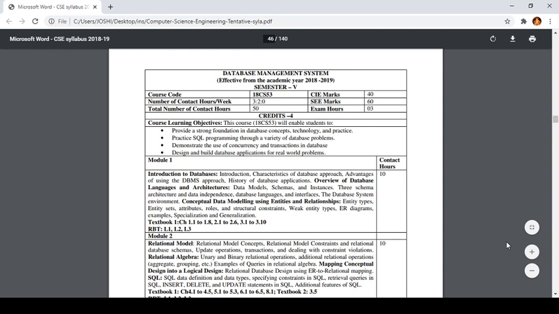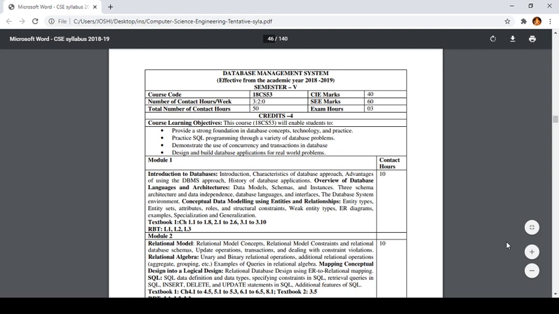You can see the 4 course objectives are there. It provides a strong foundation to the database concepts, technology and practice. Practice the SQL through a variety of database problems. Demonstrate the use of concurrency and transaction in the database. Design and build the database applications for real world problems. So these are the course learning objective.